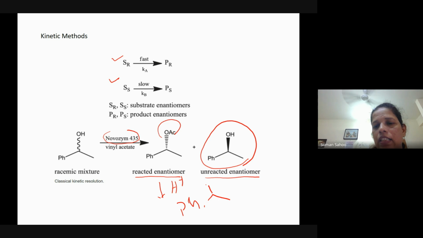Again you would get this enantiomer back. Okay, so this depends on the relative reactivity of your enantiomers. If the rate of reaction of one enantiomer is slow, it won't react, and the faster one would react to give your product. The other one will remain in the pure form.